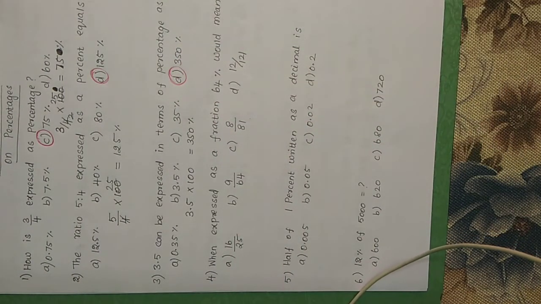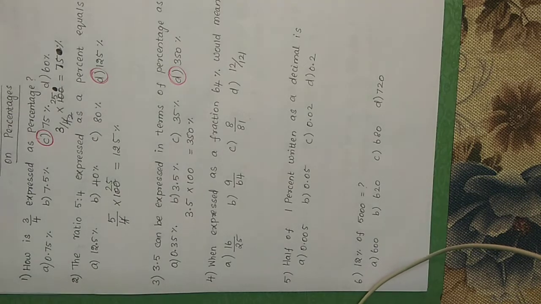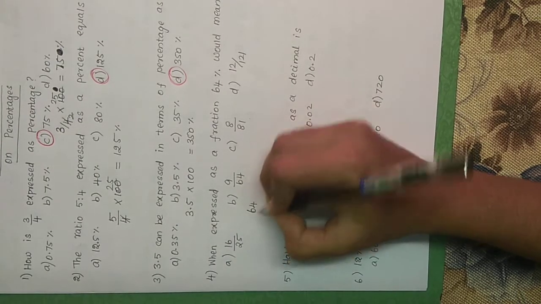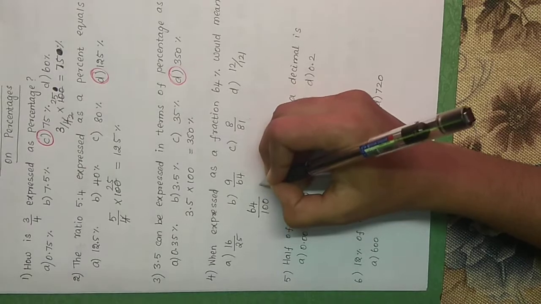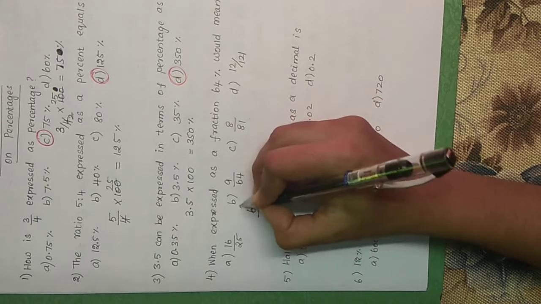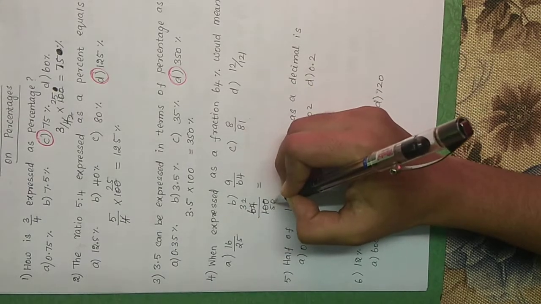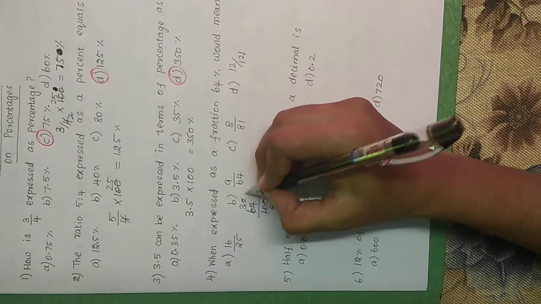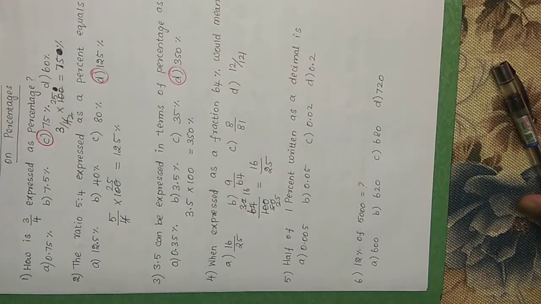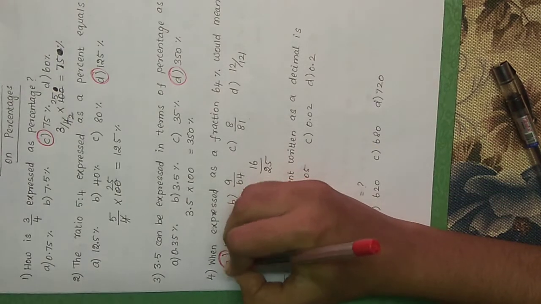Next problem. When expressed as a fraction, 64 percentage would mean. So we have to express 64 percentage as a fraction. So for a fraction, we have to divide by 100. So 64 divided by 100 equal to 16 by 25. 64 percentage is expressed as a fraction as 16 by 25. The answer is A.